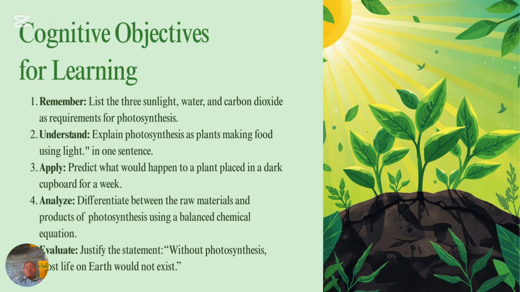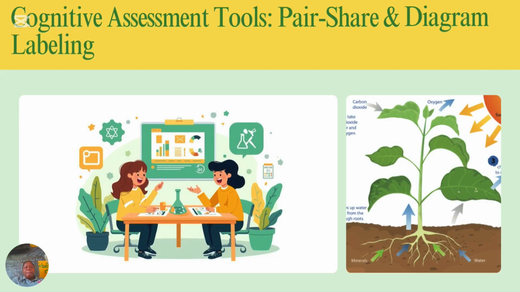Next, we went on to analyze, by differentiating between the raw materials and the products of photosynthesis. Then, lastly, the students were asked to justify the statement: without photosynthesis, most life on Earth would not exist. The cognitive assessment tools that were used in this lesson plan.